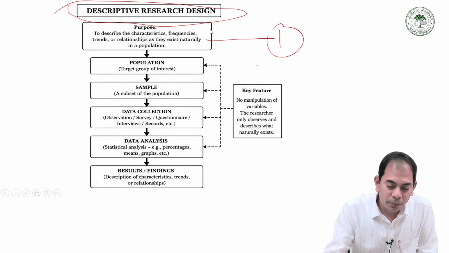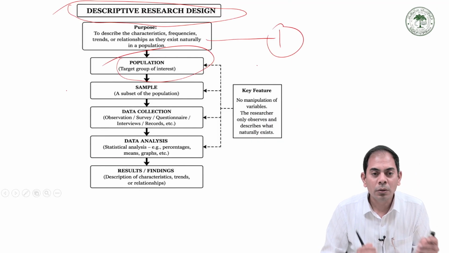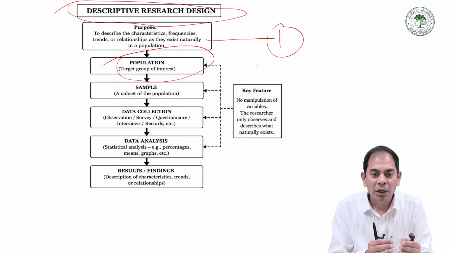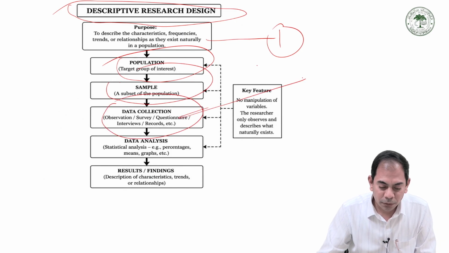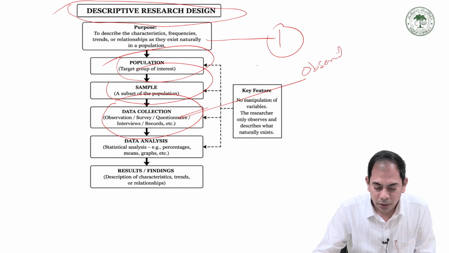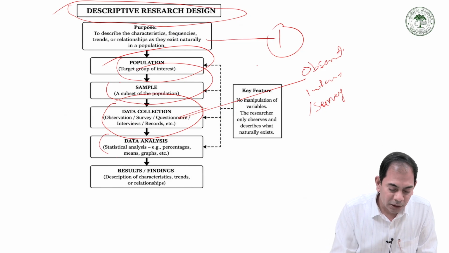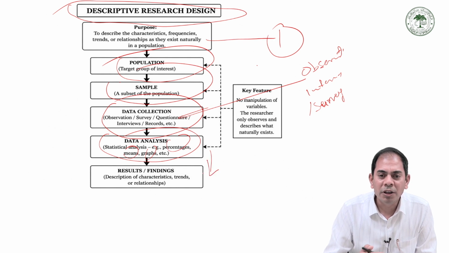After we find out the purpose, we go for the population, the target group of interest, and after the target group, we select the sample size. Simple. After selecting the sample size, we go for the data collection procedure: observation, interview, and survey. These tools are generally used to collect the data, and after the collection of data, we go for the analysis, such as percentage, means, graph, and after that we reach a conclusion.